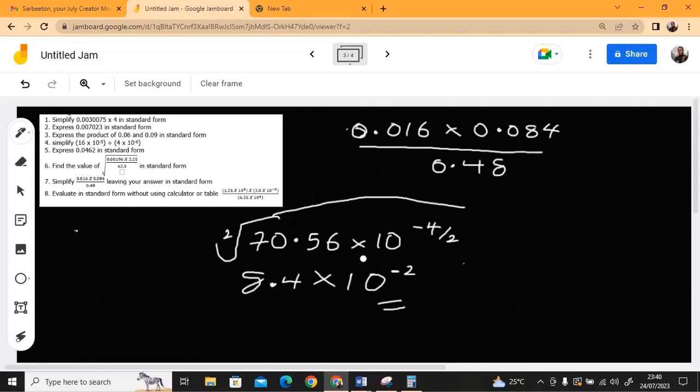You cannot stop here. These are 70.56 times 10 to the power 4. I move forward, move backward, then plus 1. I got 7.05 times 10 to the power minus 3. But you have to look for the square root. So this is your final answer.